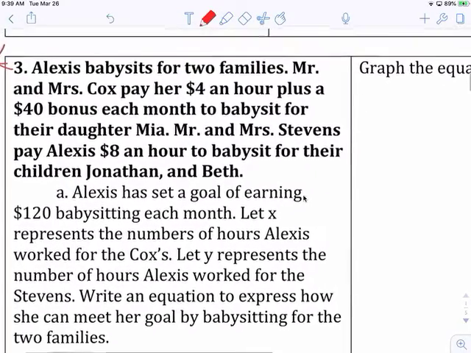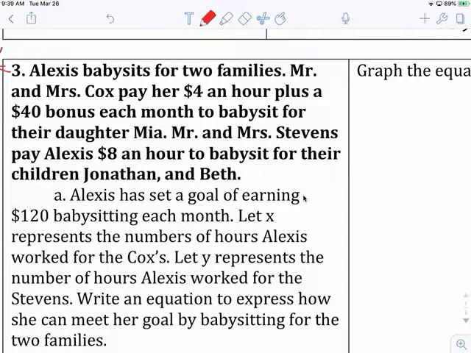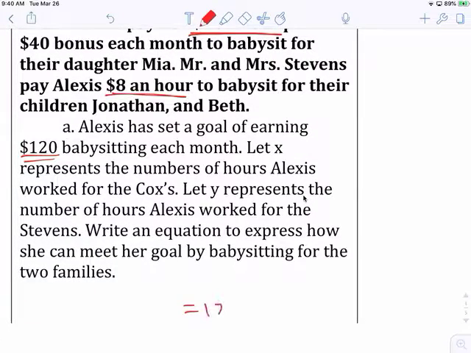Alexis babysits for two families. Mr. and Mrs. Cox pay her $4 per hour plus a $40 bonus each month to babysit for their daughter, Mia. Mr. and Mrs. Stevens pay Alexis $8 an hour to babysit for their children, Jonathan and Beth. Okay, so $8 an hour. We're not sure if this is x or not. Alexis has a goal to earn this much, so it has to equal that, right? That's her goal.